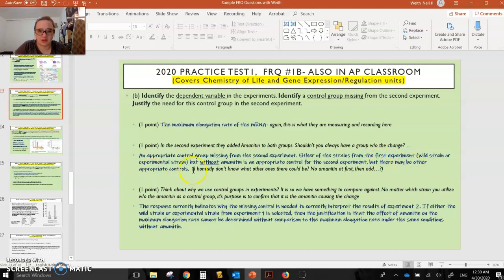I honestly can't think of any. I said something like no amytin at first, and then after 5 minutes add it and measure again. I don't know if that would be possible. And then justify the need for this control group.